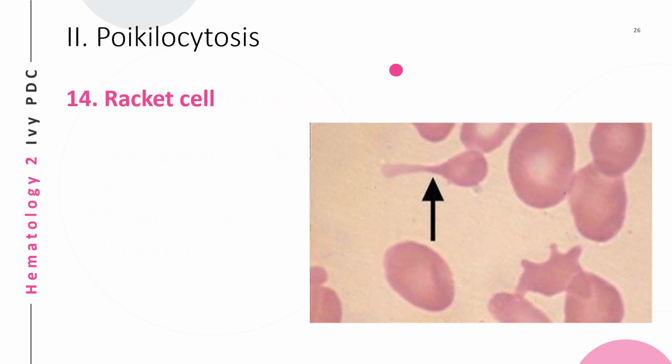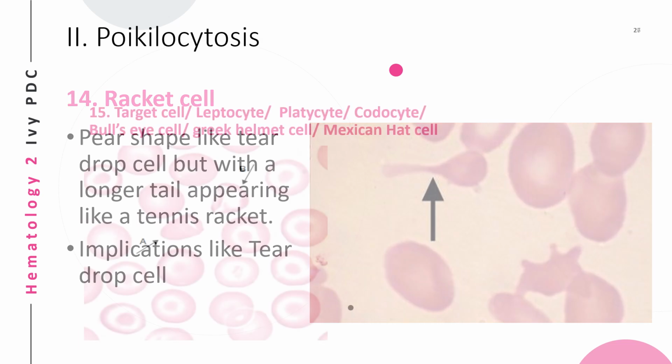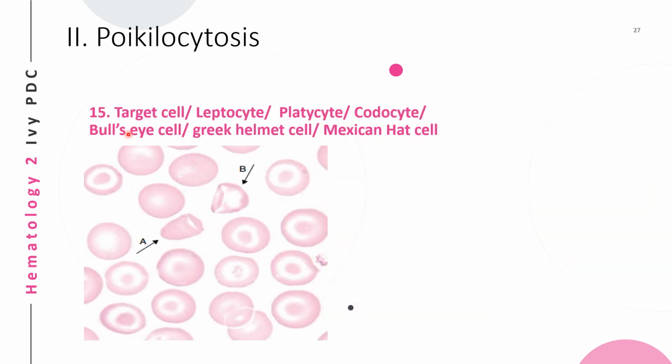The next poikilocyte is a Rechet cell, which is another form of a teardrop cell. The difference is a Rechet cell is pear-shaped like a teardrop cell, but with a longer tail appearing like a tennis racket. Implications would be like the teardrop cell. The next poikilocyte has a lot of names. It is known as a target cell, a leptocyte, a platycyte, codocyte, bullseye cell, Greek helmet cell, and the Mexican hat cell. This is an example of a target cell.